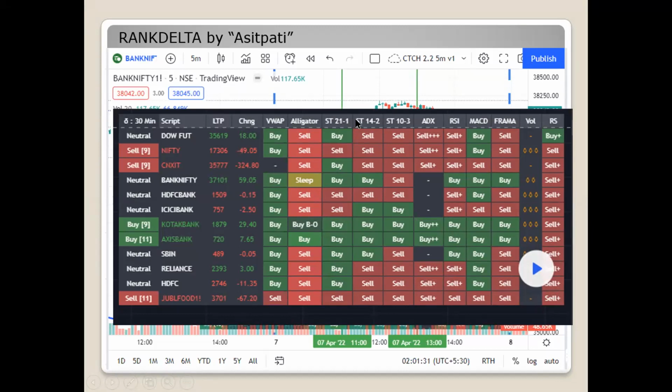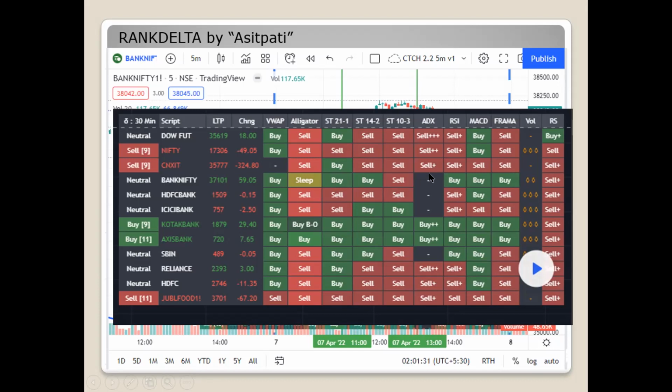And after that, we have the super trend. We have multiple super trends: 21 bar 1, 14 bar 2, and 10 bar 3. As you know, there are various parameters for the super trend. The first one is the ATR period, which is 21 here, and the second parameter is the multiplier. Based on that, it will give the indication of whether it's a buy or sell. The ATR usually plays a major role in the super trend case. So that's all about the ATR.